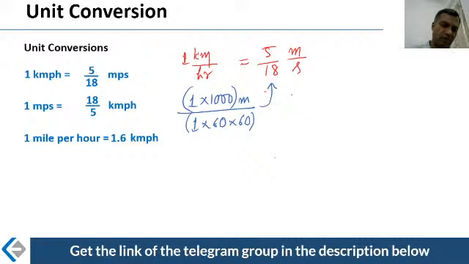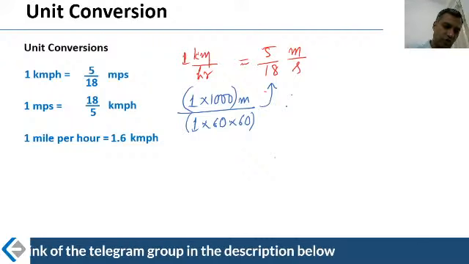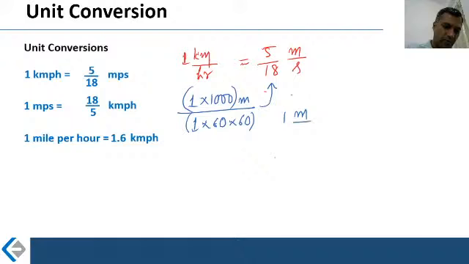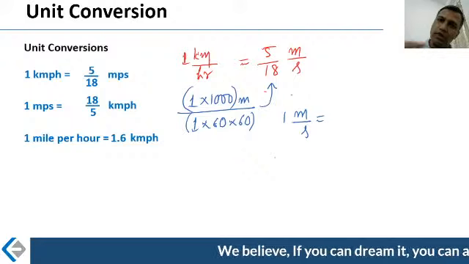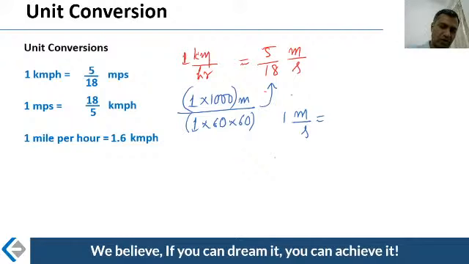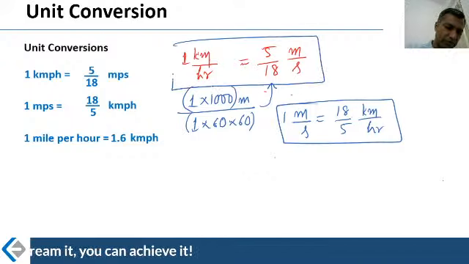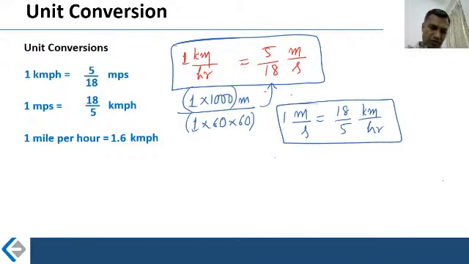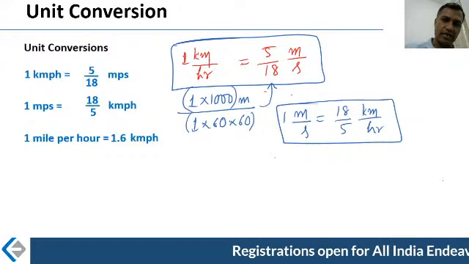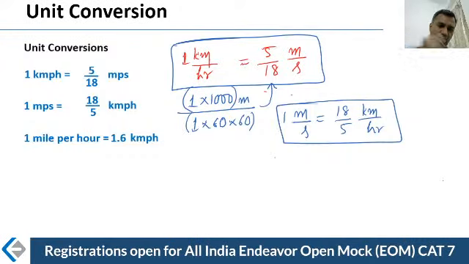The other way around: what if the number is given to me as 1 meter per second, and you want to convert this to kilometers per hour? Reverse it. Therefore, it becomes 18 by 5 kilometers per hour. That's how you can convert them vice versa. I want you to be very comfortable using these two interchangeably, because we use this very often in the Indian context.